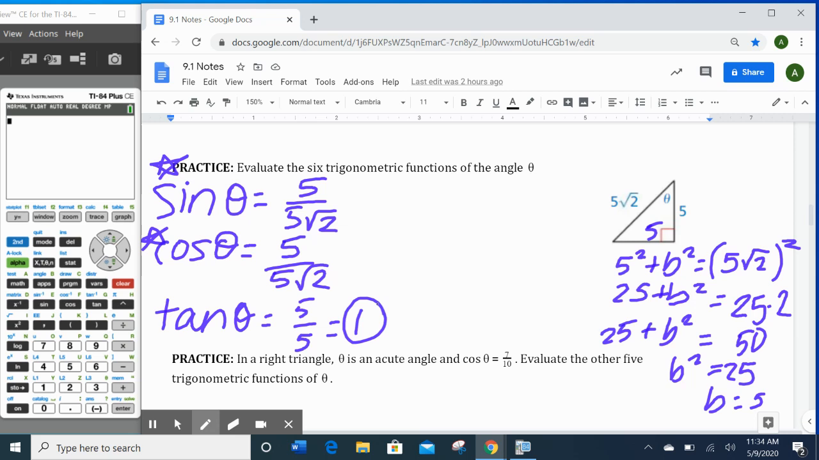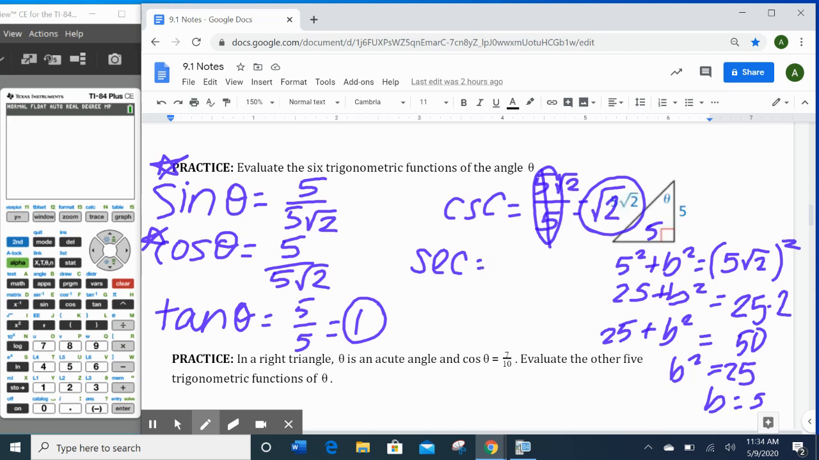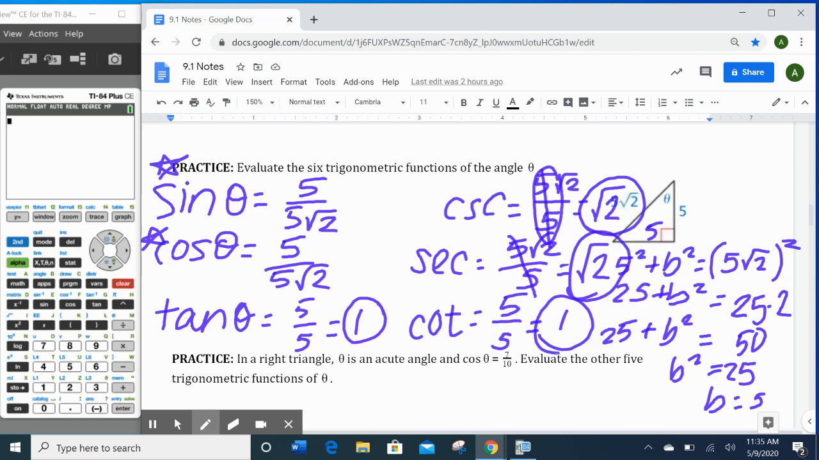Okay, the cosecant is hypotenuse over opposite, or the reciprocal of sine. So 5 root 2 over 5. And these 5s do cancel out, so the cosecant is root 2. The secant is the reciprocal of the cosine, or hypotenuse over adjacent, 5 root 2 over 5. Again, those cancel, just root 2. And then the cotangent is the reciprocal of tangent. The reciprocal of 1 is 1, or adjacent over opposite is still 5 over 5, so it's still 1.